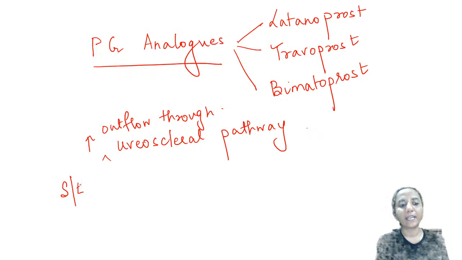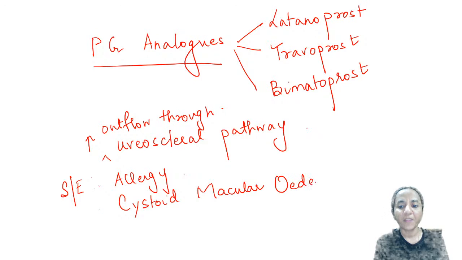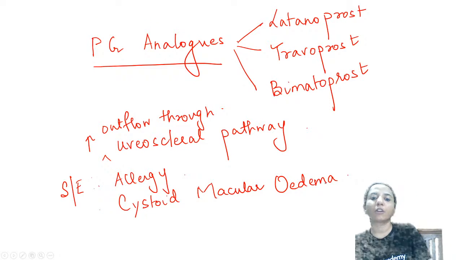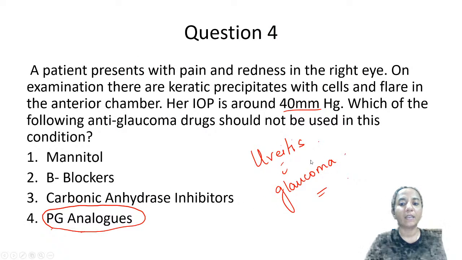Now, their important side effects are, of course, like all anti-glaucoma drugs, they cause allergy, but they also cause an increase in inflammation, and they have an important side effect, that is they cause cystoid macular edema. They are also known to increase the intraocular inflammation to a certain extent. So therefore, in an eye which is already inflamed, that is, there is uveitis, these PG analogs will increase the inflammation and have the propensity to cause cystoid macular edema. That is why PG analogs should not be given in uveitic glaucoma.